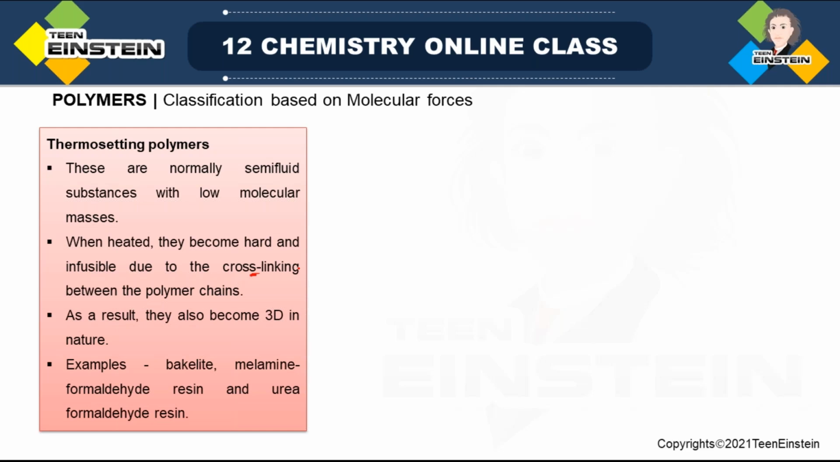So suppose we have individual chains. They are not attached to each other, so they are semi-fluid. Now you are heating it, then some connection or linkage is formed. As a result, what will happen? They will be hard. They can also become three-dimensional because of this cross-linking. Examples: bakelite, melamine formaldehyde resin, urea formaldehyde resin.